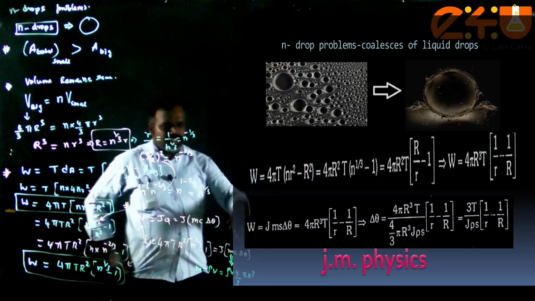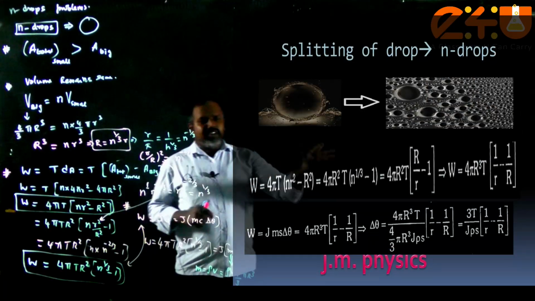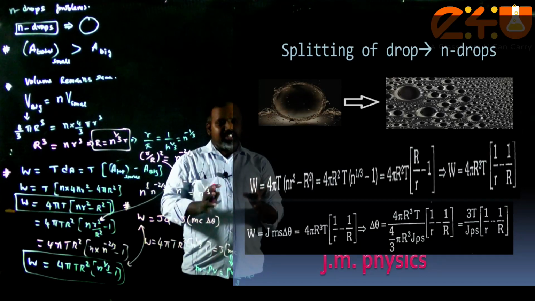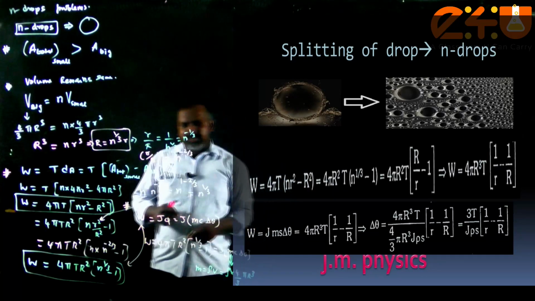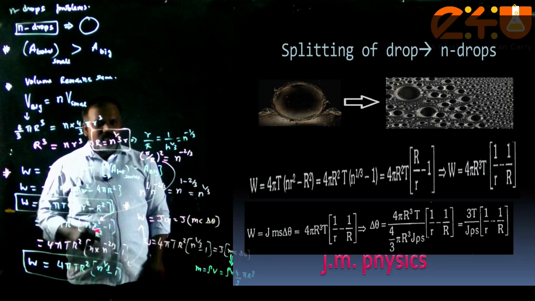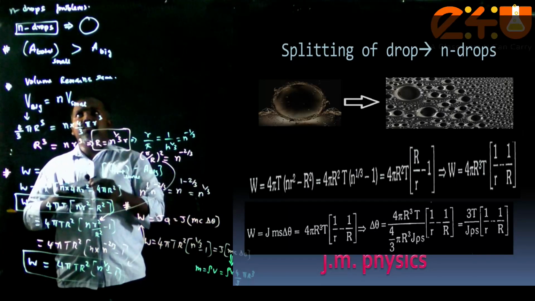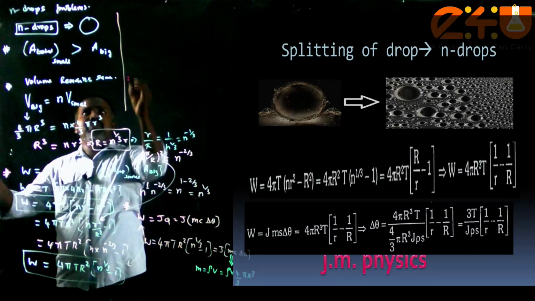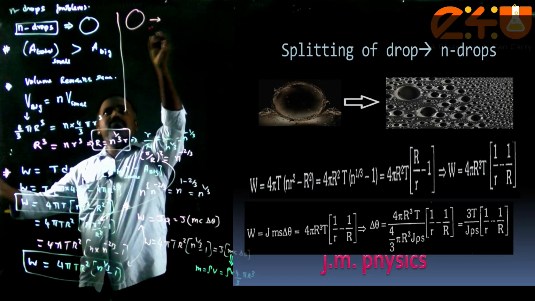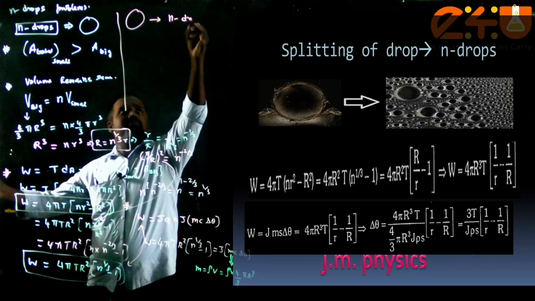Now we go for the other one, the same concept: the splitting of a single bigger drop into n identical drops. In this case, all the analogy is very similar. But the main difference between this case and that one is here. Now a single drop becomes n smaller drops.